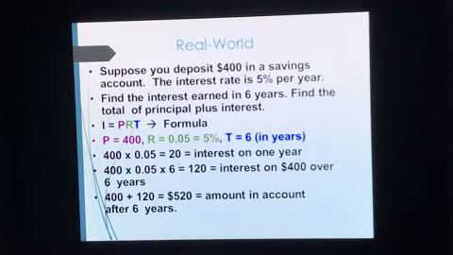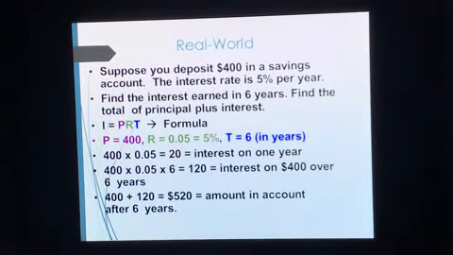Suppose you deposit $400 in a savings account, and the interest rate is 5% per year. We are supposed to find the interest earned in 6 years, and find the total principal plus interest at the end of 6 years. So first of all, we need to calculate the interest earned in 6 years.